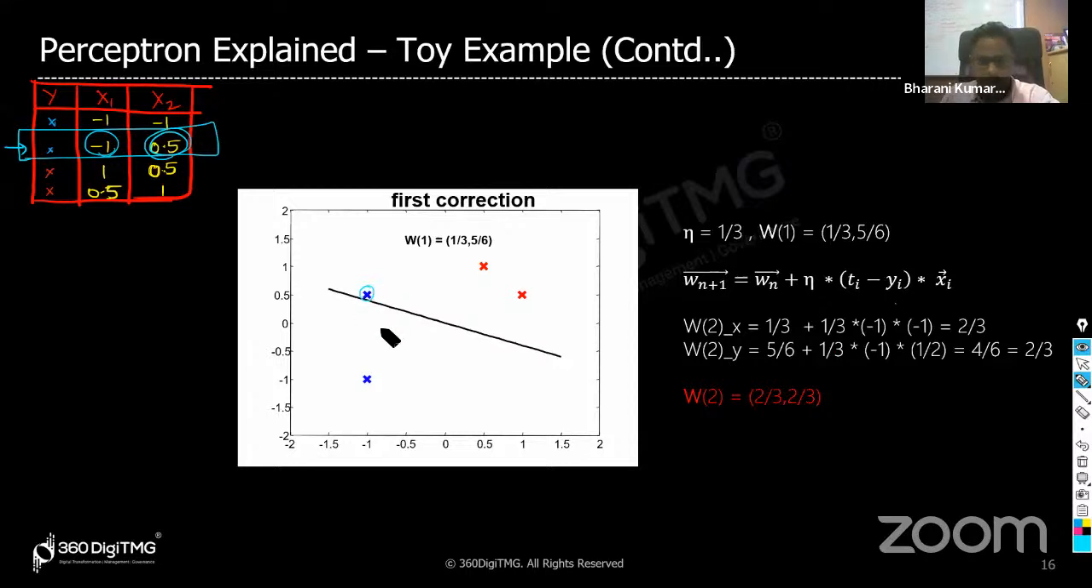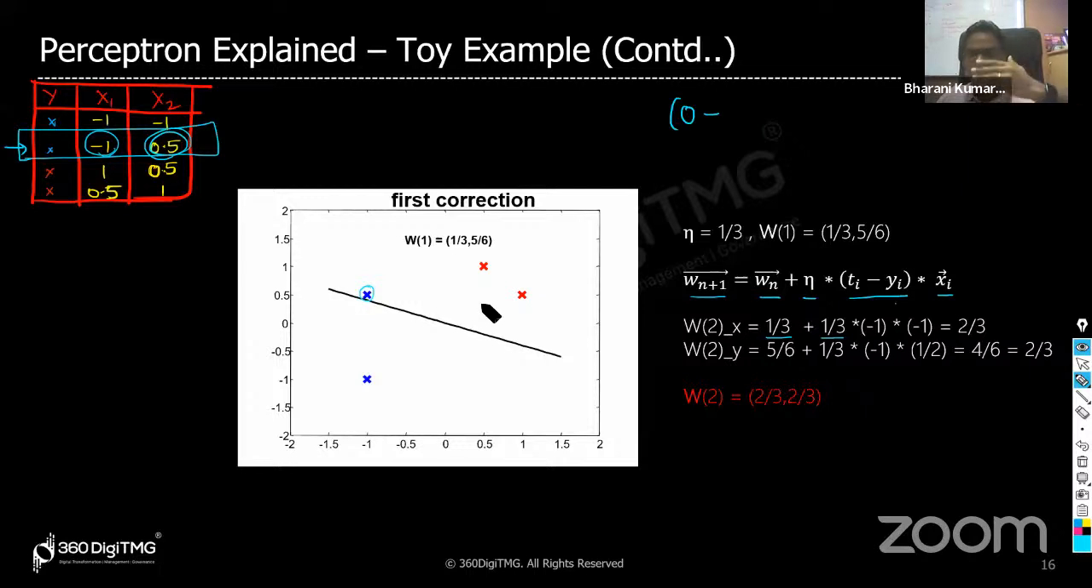So for this misclassified entry, you'll have a loss. So you once again have to update the weights. How do you update the weights? New weight is equal to old weight plus eta value into error into input. So new weight is equal to, what is the old weight value? 1 by 3 plus, what is the eta value? 1 by 3 into actual value minus predicted. This is actually z equal to 0.